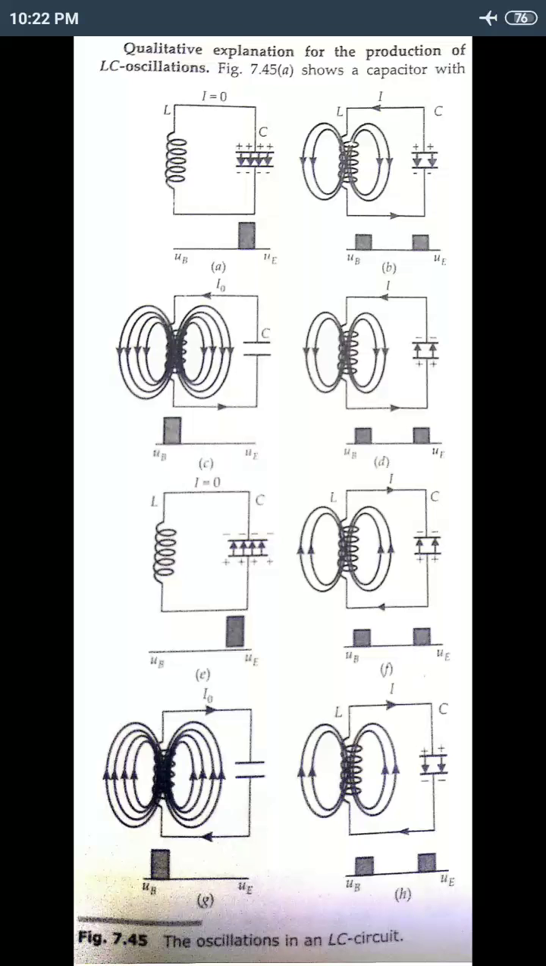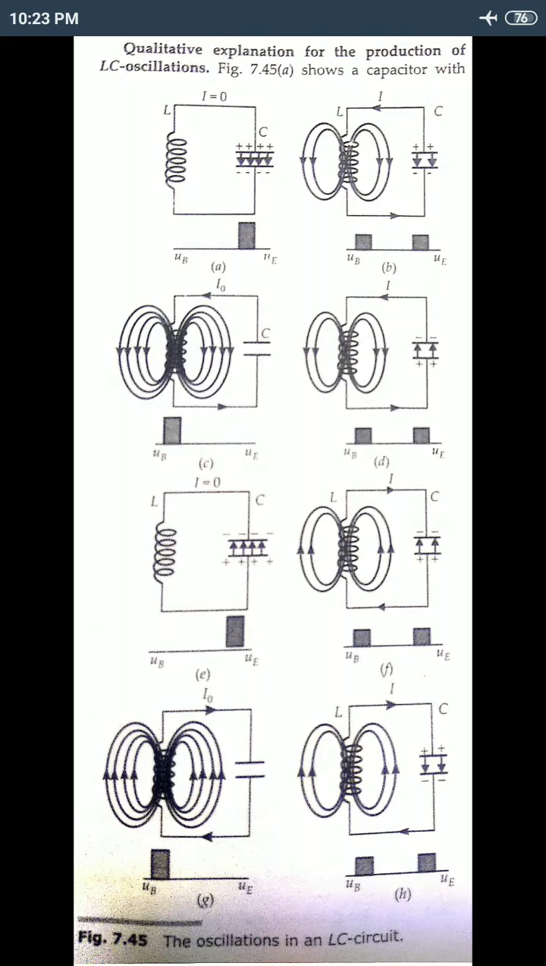These are the diagrams. 8 diagrams are there to explain the total procedure. When a charged capacitor is allowed to discharge through a non-resistive inductor, electrical oscillations of constant amplitude and frequency are produced. These oscillations are called LC oscillation. Whatever oscillation is created in this circuit, which contains the inductor and the capacitor, that's why its name is LC oscillation.